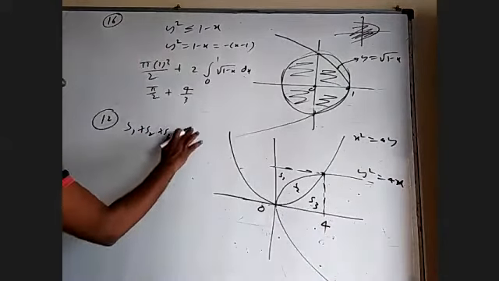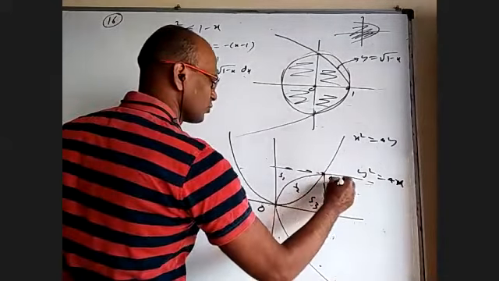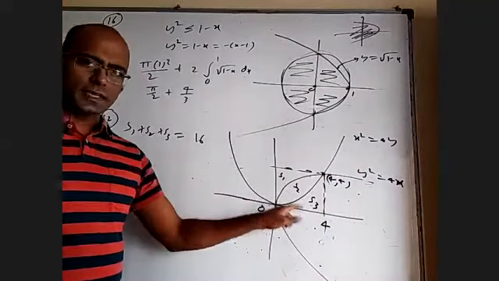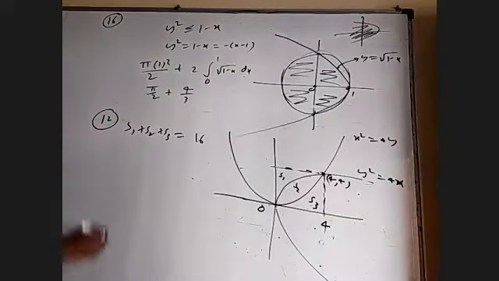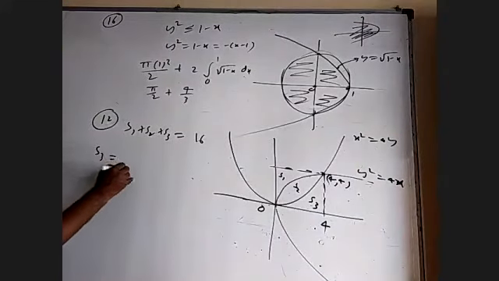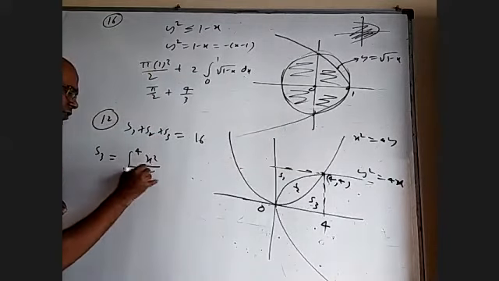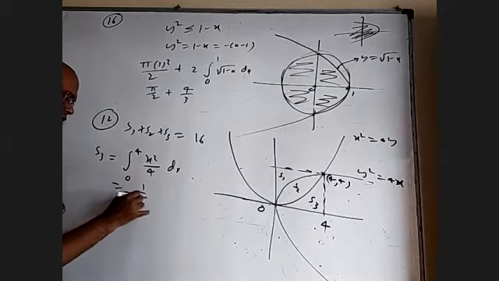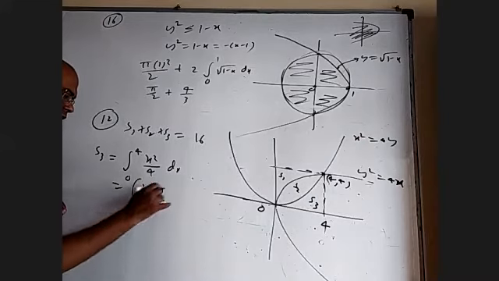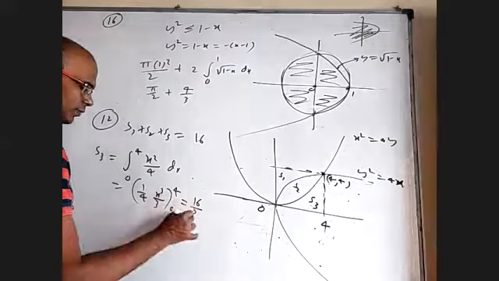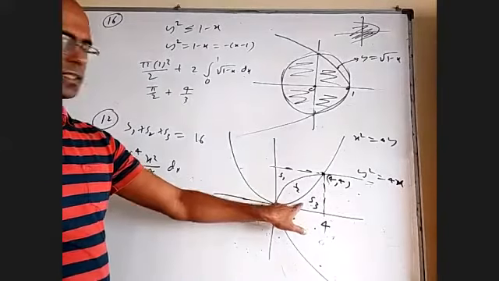Oh, sorry, this is not 1 unit. What is this one? This is 4 comma 4, so it will be 16 units. Only S3 will be 16 by 3. How? Only S3 will be the integral 0 to 4, the area under this curve, which is x square by 4 dx, which is 1/4 x cube by 3 with limits 0 to 4. When you simplify, you'll see it is 16 by 3. So S3 is 16 by 3.